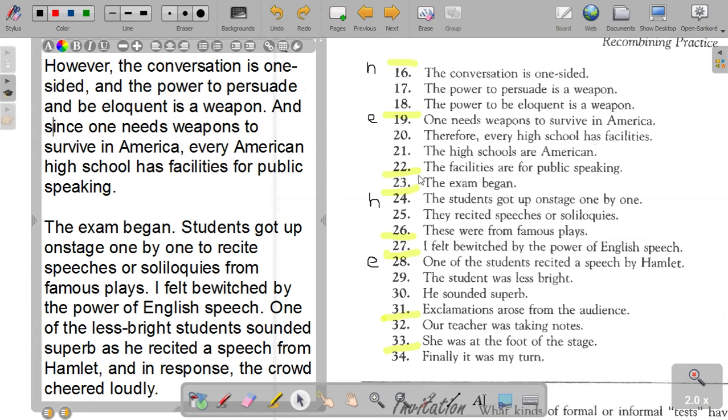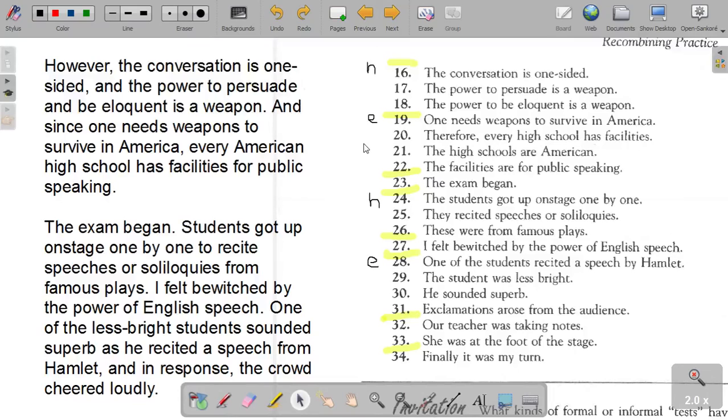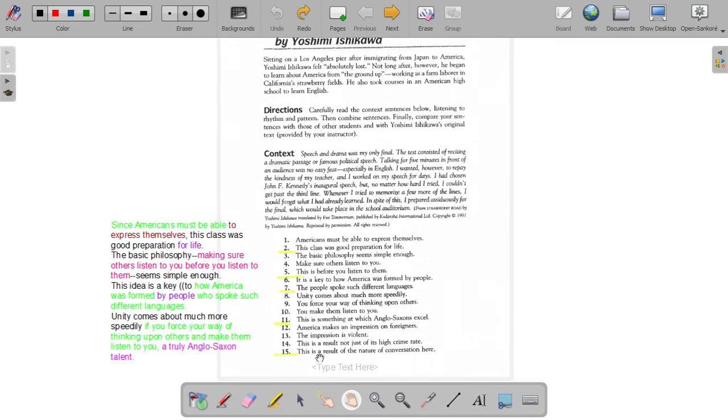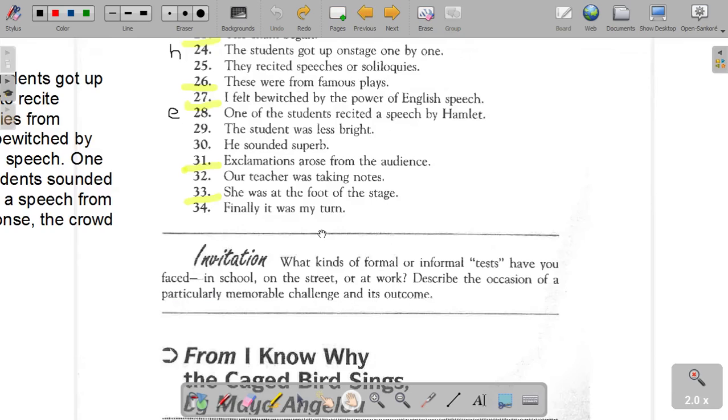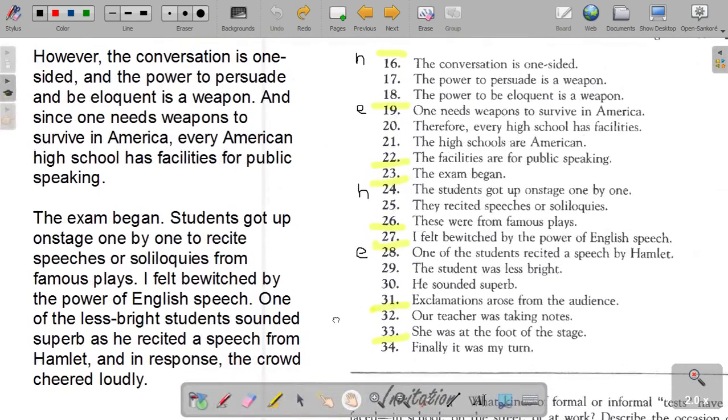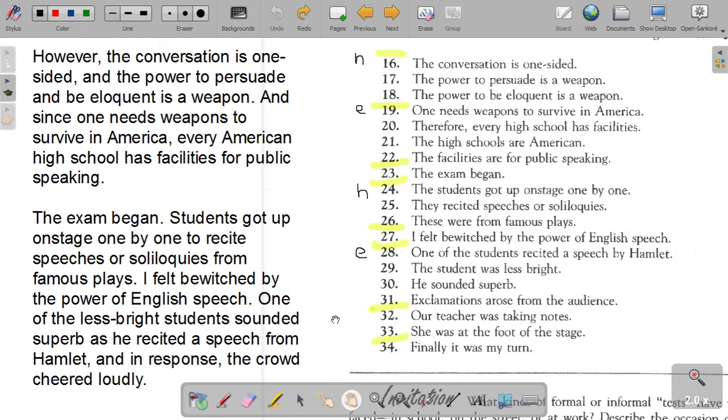Okay, Hannah, for 16 through 18, what'd you put for those? I don't think this is right, but I said this conversation is one-sided because the power to persuade and be eloquent is a weapon. Yeah, that's okay. Especially if we didn't have 1 through 15 as context, that would definitely work. I think we probably should have put 16 with 15, but the way you did it was perfectly fine. Yeah, that's totally okay.